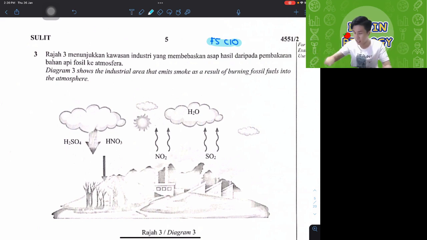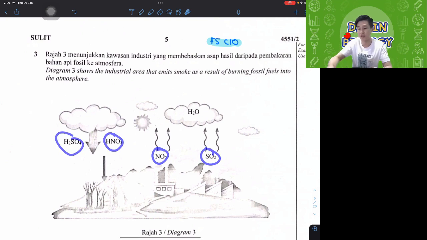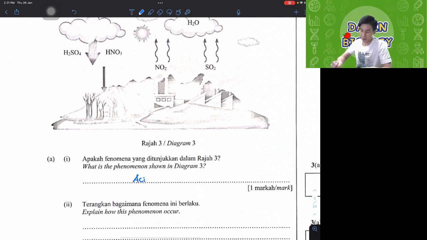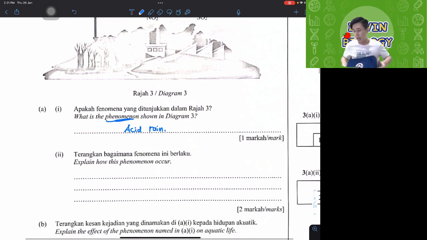So you can see this one obviously got acidic gases forming acid. So this is of course acid rain. The first question they already asked, what phenomenon is this? So it's acid rain, acid hujan. So remember, phenomenon means like the threat, the pollution here caused. A2, how this phenomenon occur.